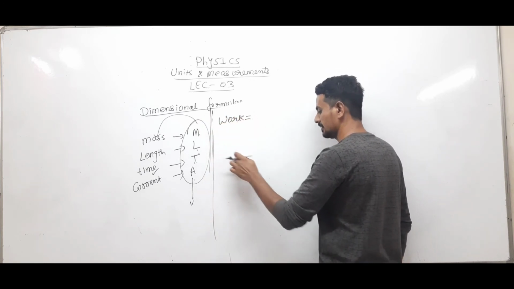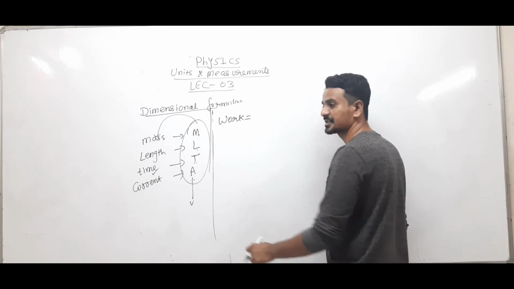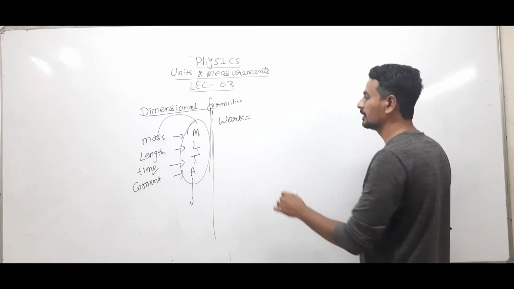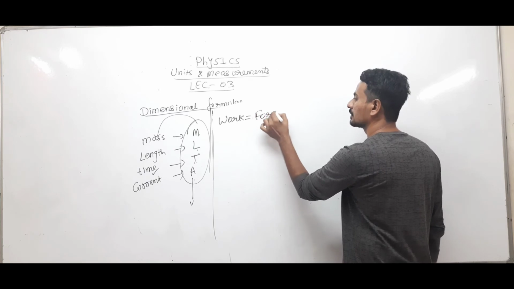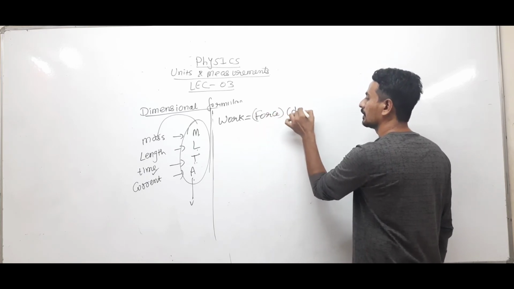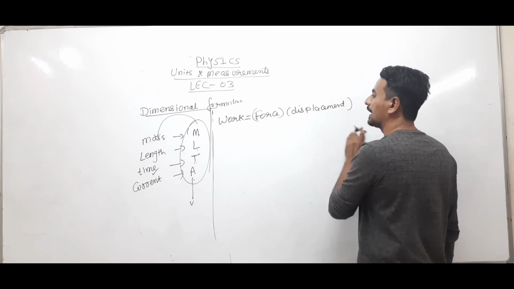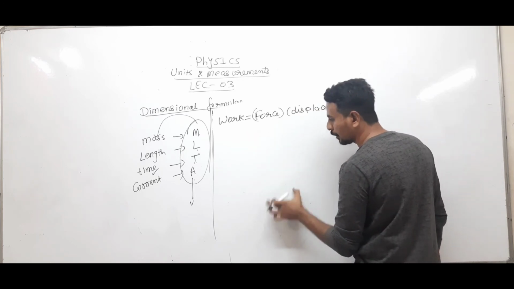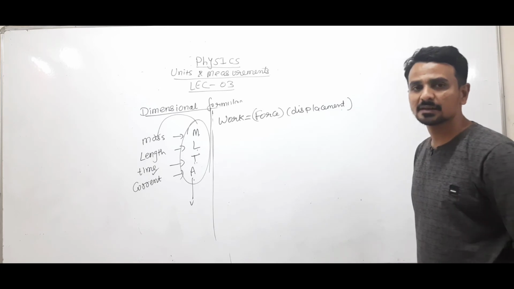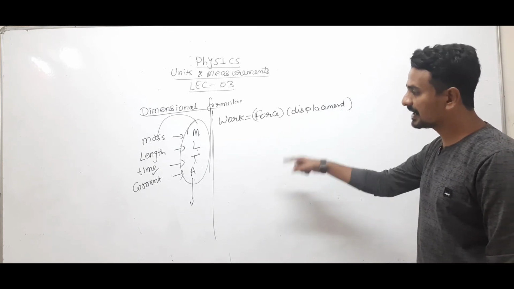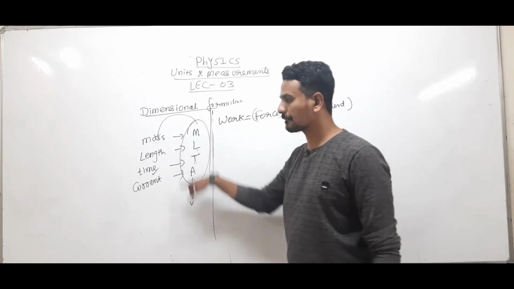This must be in your lower class also. Work done is the product of force into displacement, right? Force into displacement, right? See, I will try to obtain this formula till the combination will be from these 7 quantities.